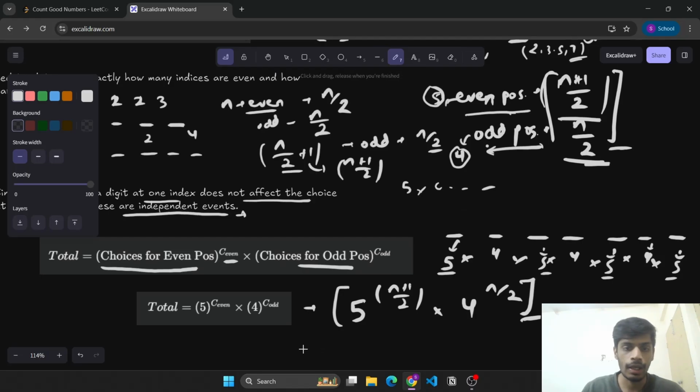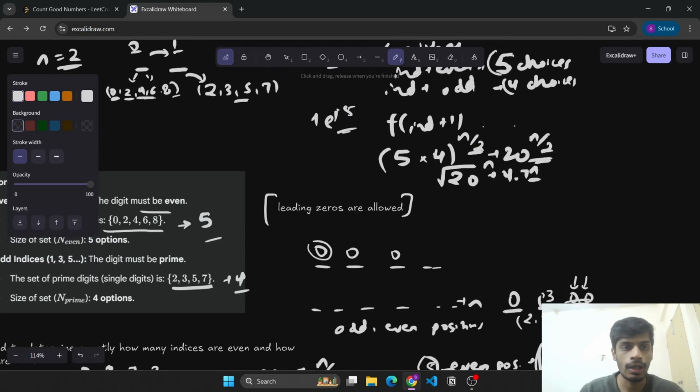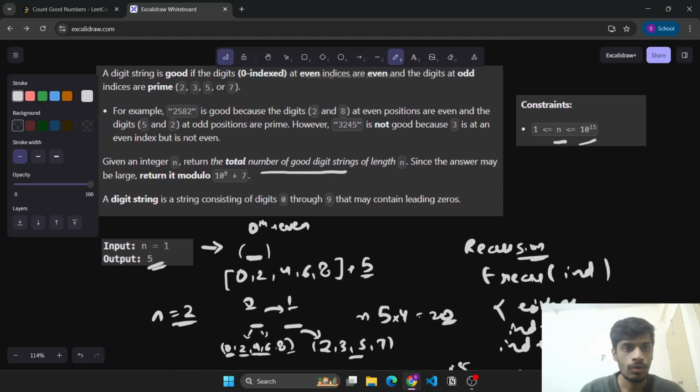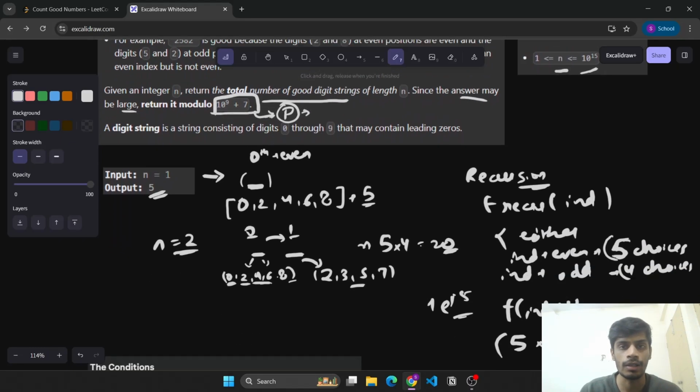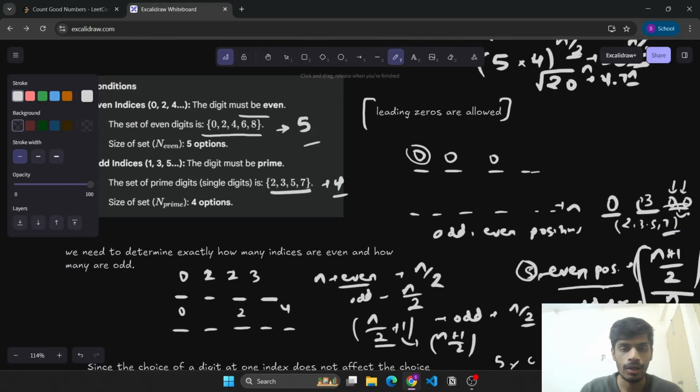Now as we can see, n can go up to 1e15, right? So this result can be very huge for bigger values of n. We are given that since the answer may be large, we can return it modulo 1e9 plus 7. This is a prime number which is generally given to take the mod with, so that unique results exist for all integer values which are greater than 1e9.